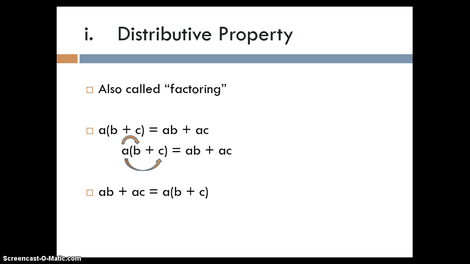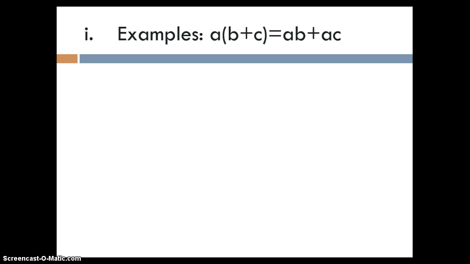Now to reverse this and go to addition, AB plus AC, you need to take out the common factor in them both. The common factor in AB plus AC is A. So to take out A, that would leave you with B plus C inside the parentheses. We'll go ahead and look at some examples to clarify things a bit.